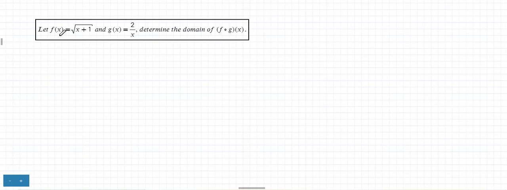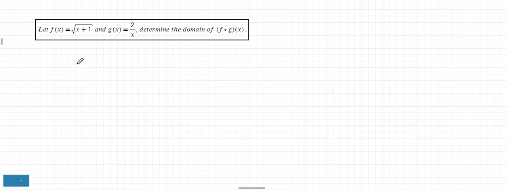We're going to look at a problem that has to do with function composition, and we're being asked to determine the domain. So let's look at this problem. We're given f of x is equal to the square root of x plus 1 and g of x is equal to 2 over x. And we're determining the domain of f composite g of x.